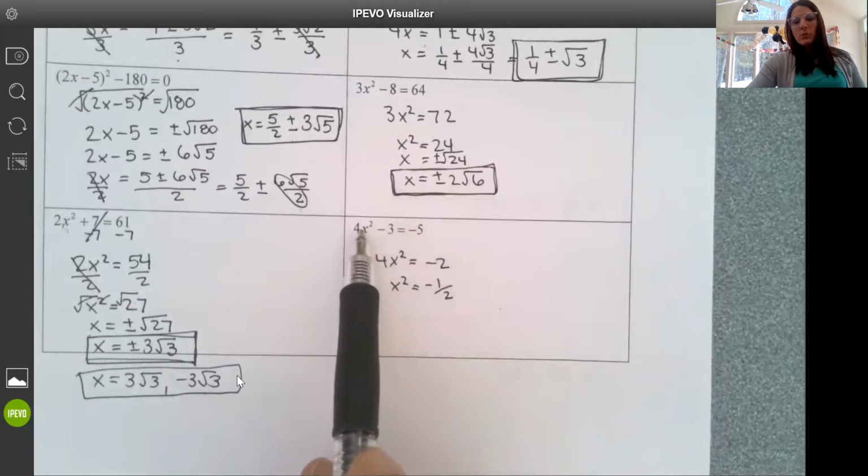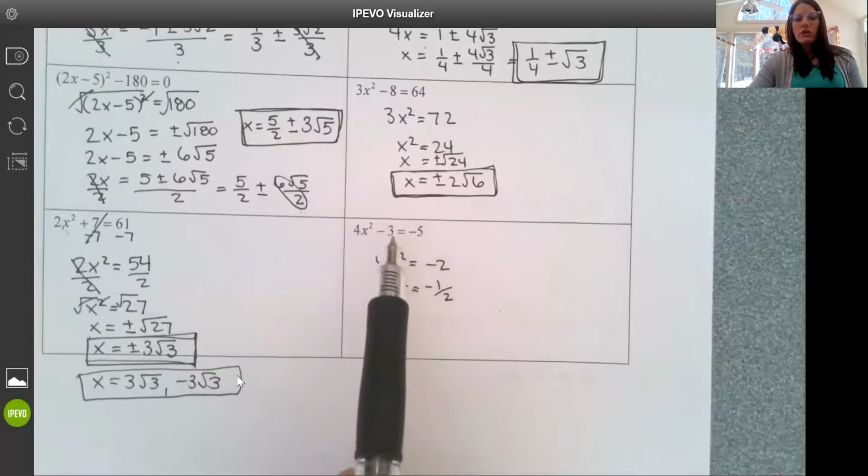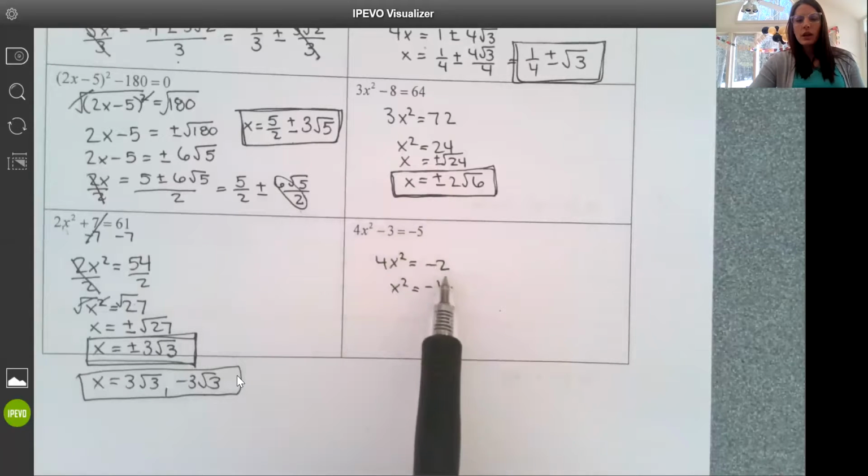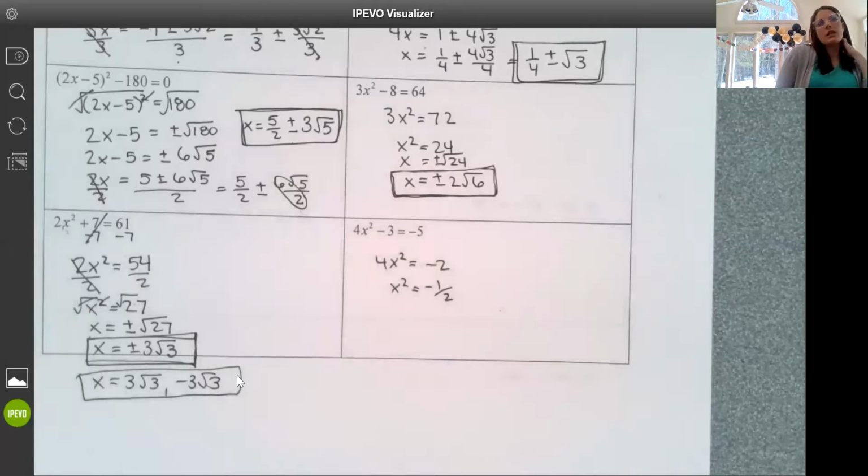So here's my variable term. If I were to add 3 over, I'd have -2. Divide by 4, giving me -1/2. Can I take a square root of a negative number? The question you're asking yourself is, is there a number that multiplied by itself is going to give me a negative? The answer is no, because a negative times a negative is going to give me a positive, and a positive times a positive is going to give me a positive. So there is no real number solution to a square root of a negative number.